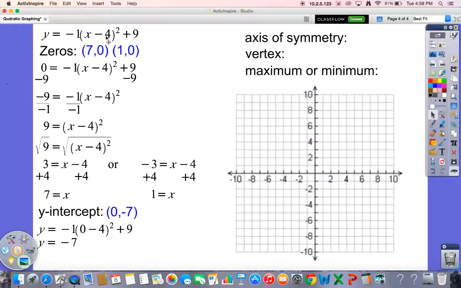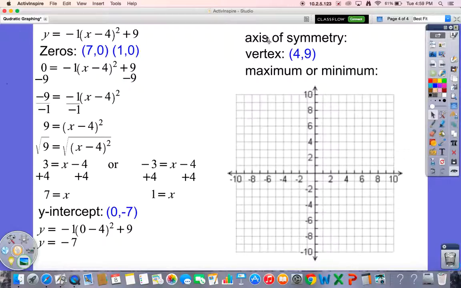It moves me in the positive direction. It moves me to the right 4. The number on the outside feels normal. It moves me in the positive direction. It moves me up 9. So I went to the right 4, up 9. I have a vertex of (4, 9).